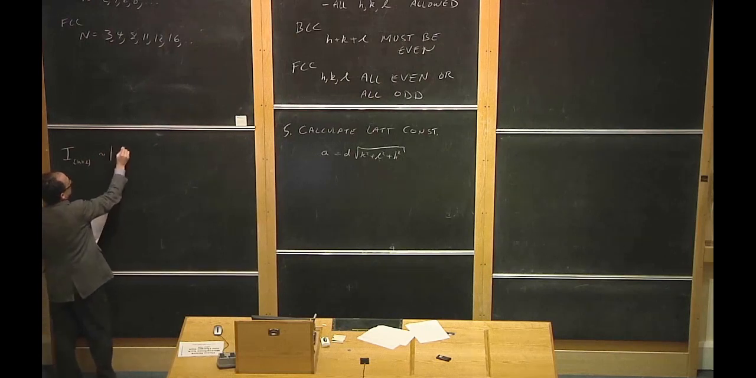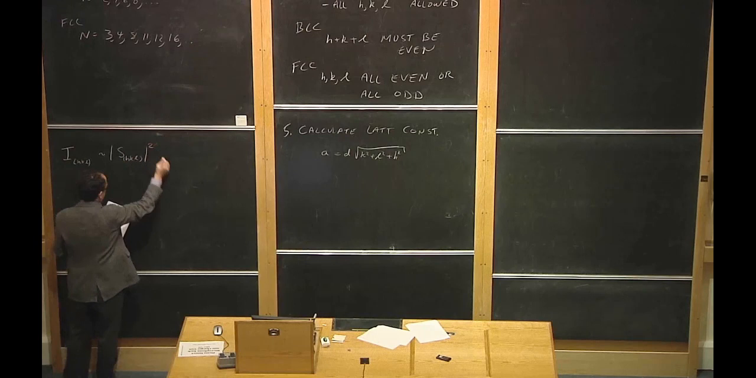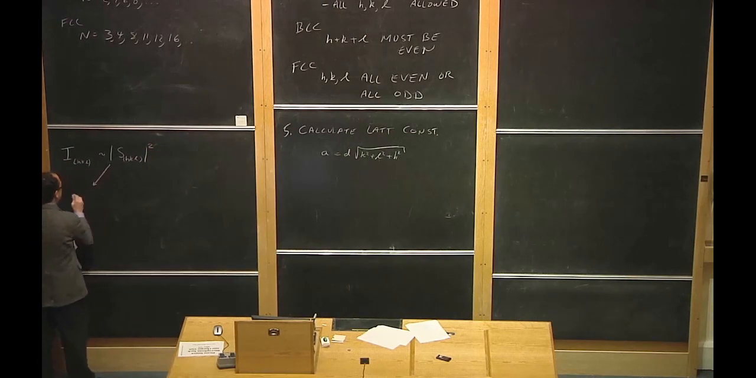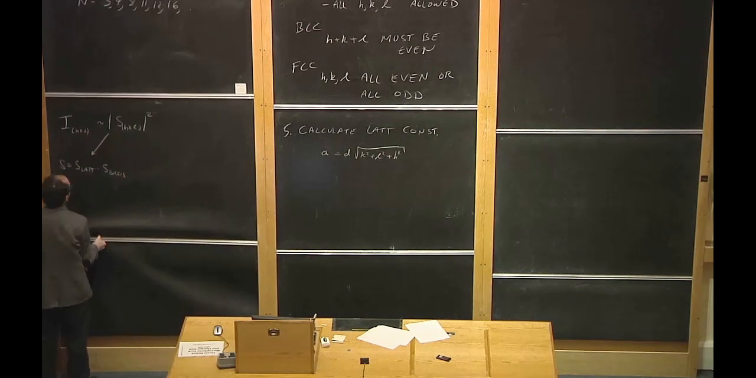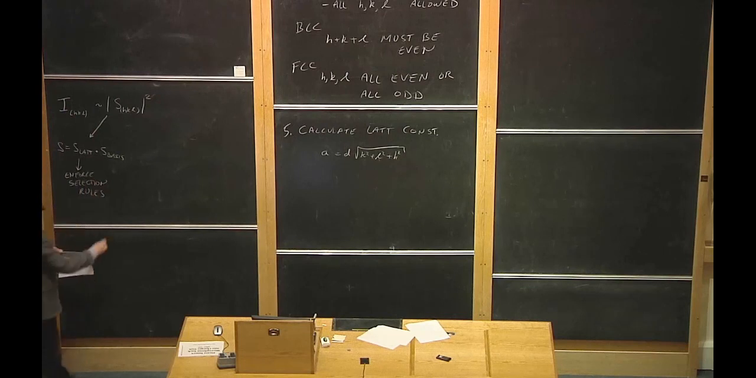Well, first of all, there's the structure factor, S of H, K, and L, which gets squared. Let's even write it out. So the structure factor, remember, S equals S lattice times S basis. And S lattice does nothing more than enforce selection rules. So we've done that, so that's not going to be interesting for us.